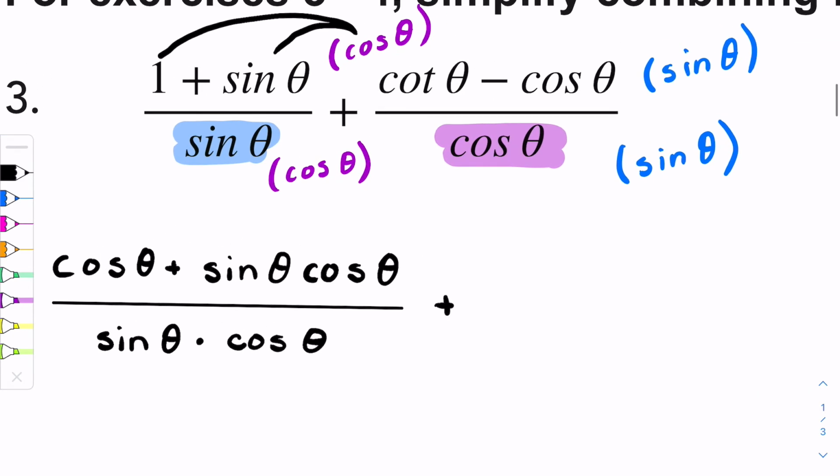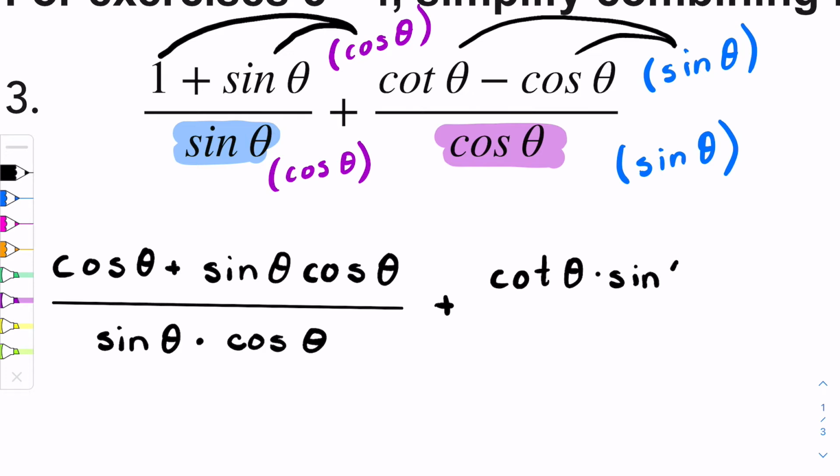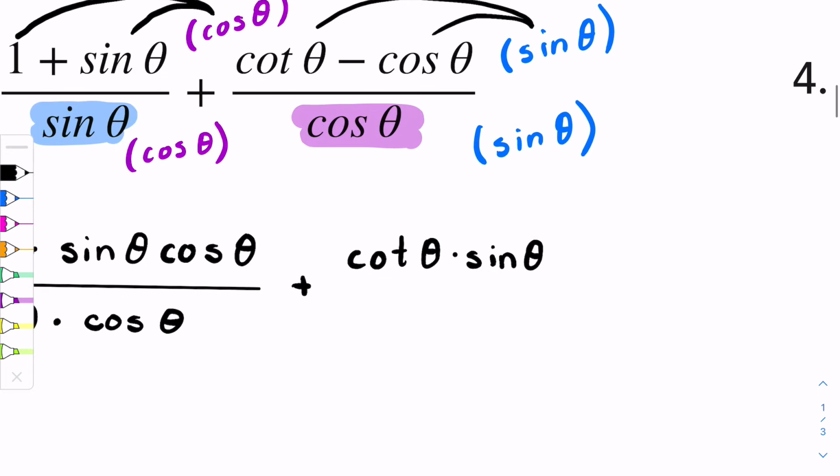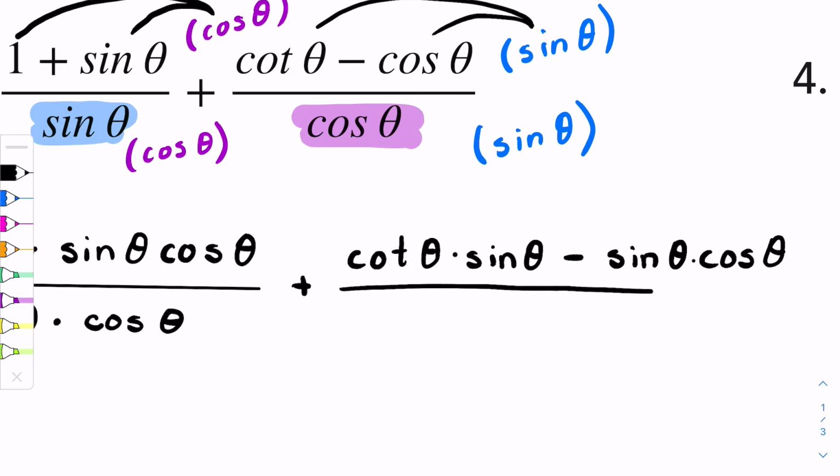For the second fraction, you're going to have to do the same thing. Distribute your sine value to both terms in the numerator, giving you a new numerator of cotangent theta times sine theta minus sine theta times cosine theta. And this is divided by the common denominator of sine theta times cosine theta.